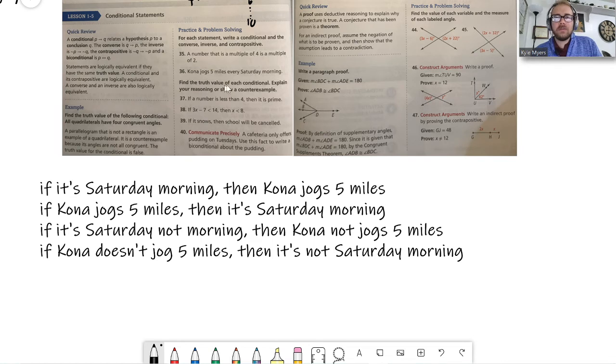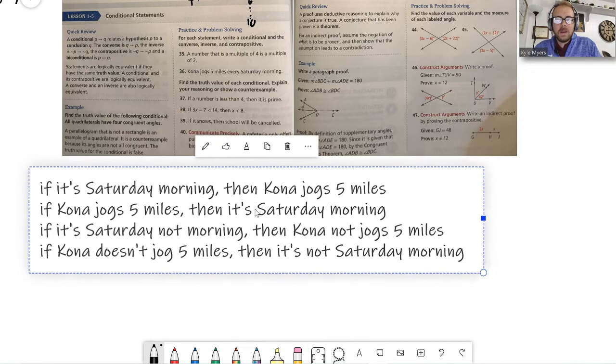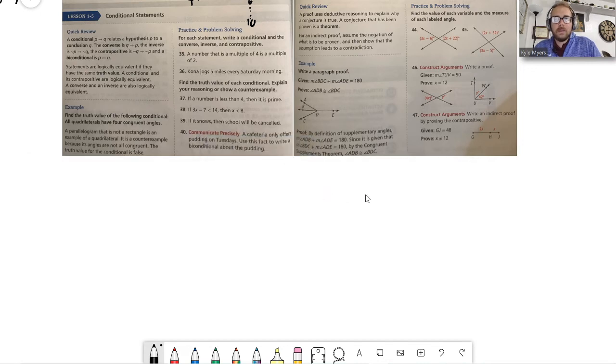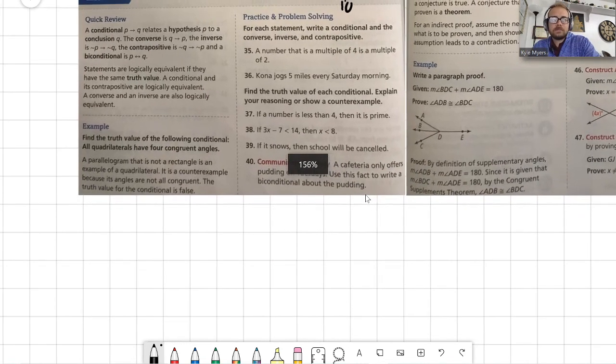Find the truth value of each conditional. Explain your reasoning or show a counterexample. So it's basically the same as the last section when they were talking about inductive reasoning. You just say if it's true or not, and then you say it's true because of something, or here's a counterexample. We'll go ahead and do it anyways. So let's zoom in a little bit.